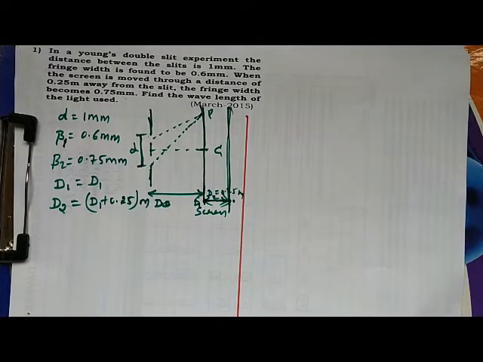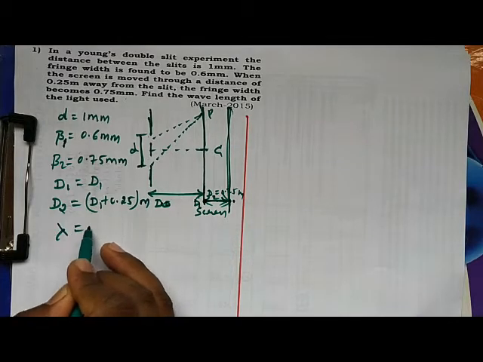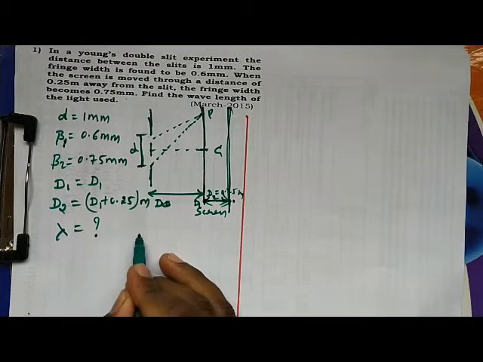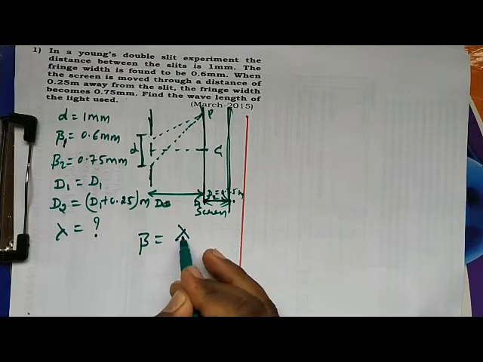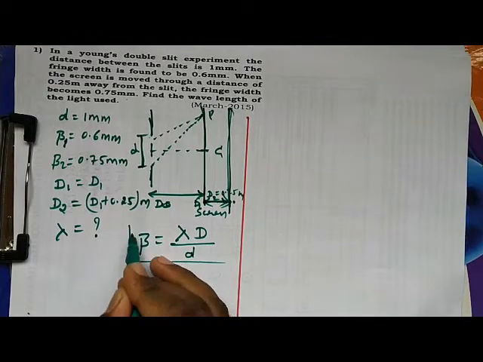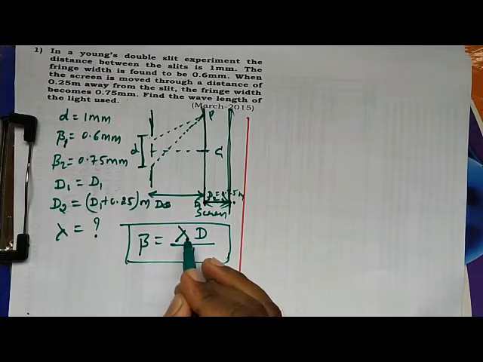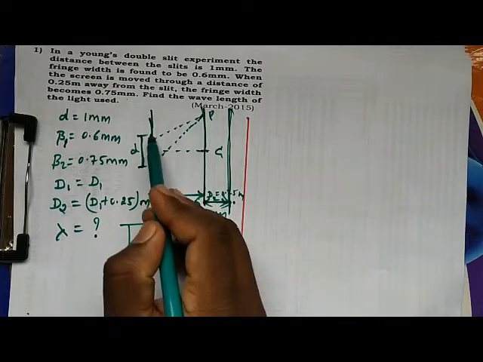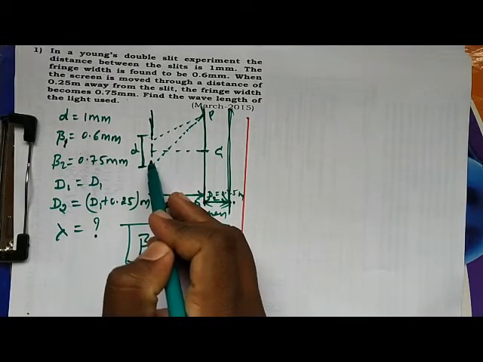Based on that we need to find the wavelength of the light used. To calculate the wavelength, the fringe width expression is beta is equal to lambda D divided by d. This is the formula we have. Here our intention is to calculate the wavelength lambda, but we are given beta 1, beta 2, the distances d1 and d2, and the distance between the two slits, which is constant throughout the experiment.